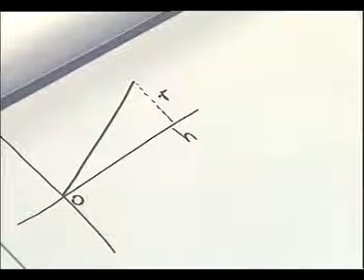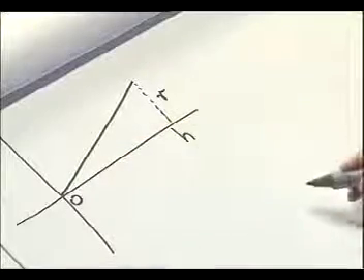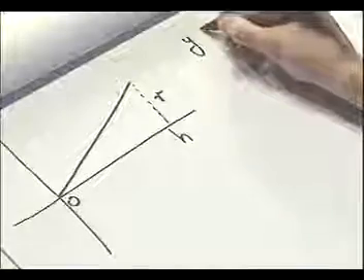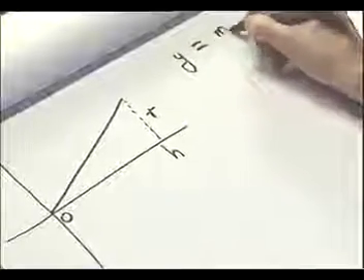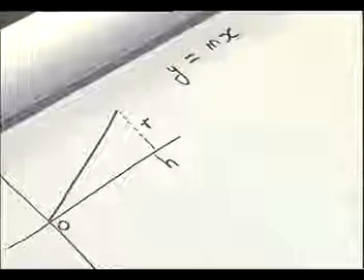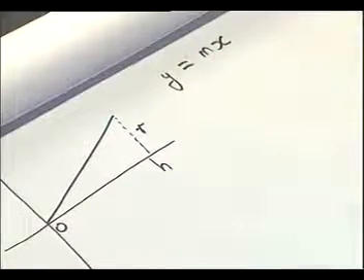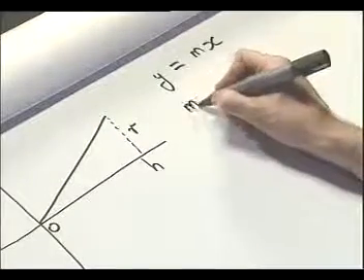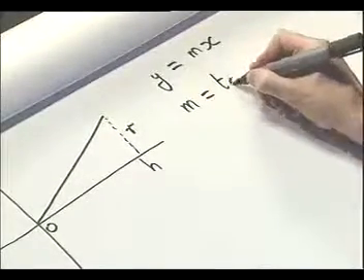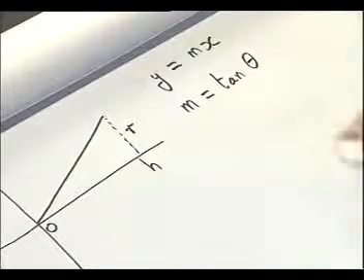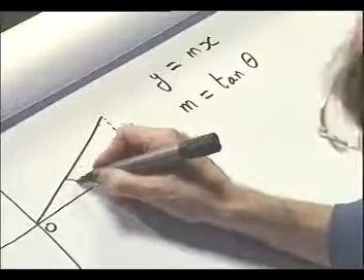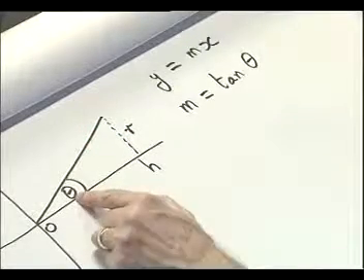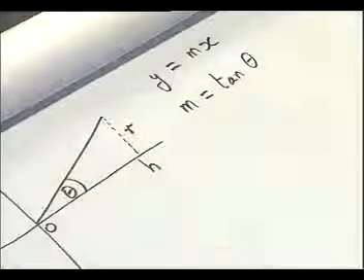Now, what's the equation of this line? Well, it's a straight line and it goes through the origin. So it must be y equals mx, where m is the gradient. But what is the gradient of the line? Well, the gradient of the line is defined to be the tangent of the angle that the line makes with the x-axis, theta. So m equals tan theta.